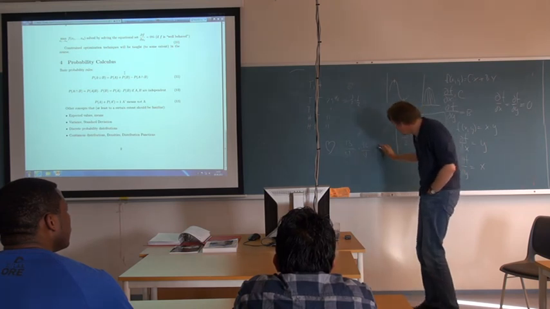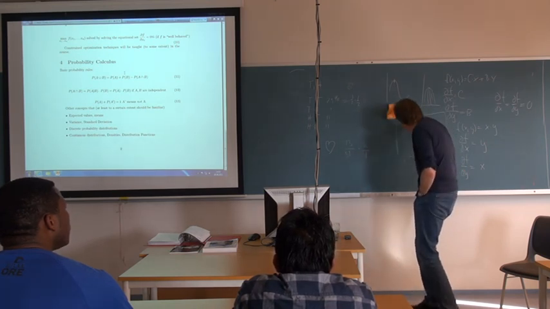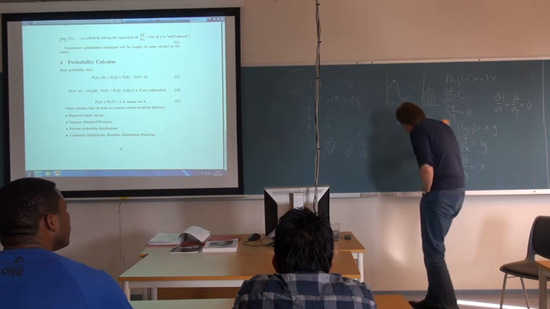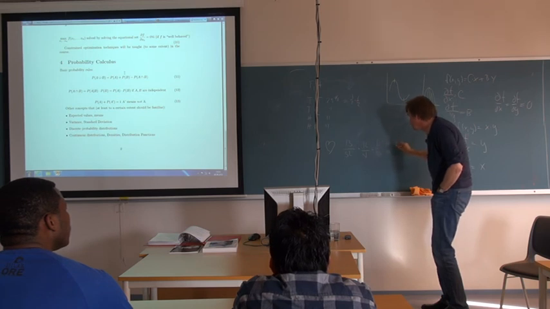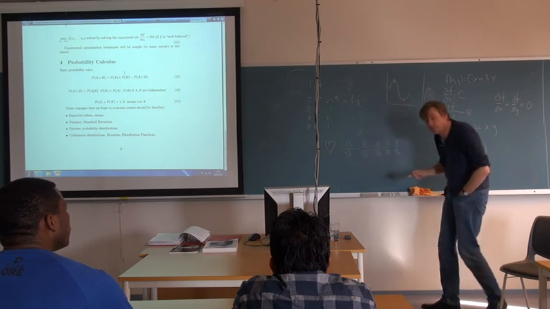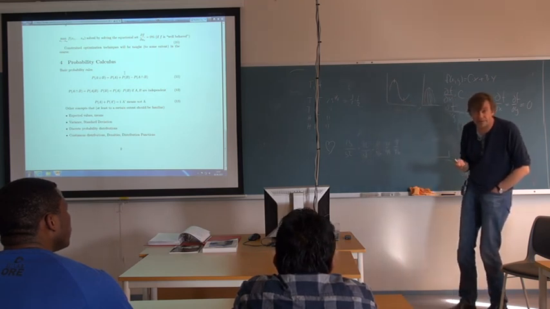Of course, it continues like this, doesn't it? To get five, we have to multiply by 11 over 50, 10 over 49, 9 over 48. That's 1, 2, 3, 4, 5. So this is the probability of getting handed out a flush in hearts.